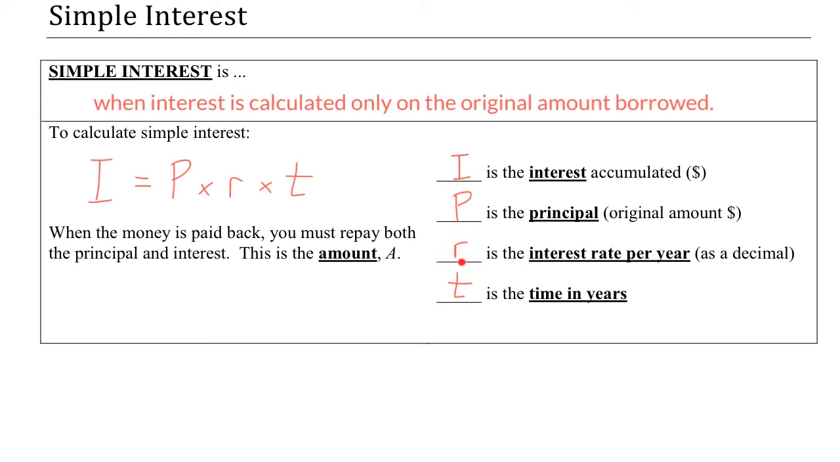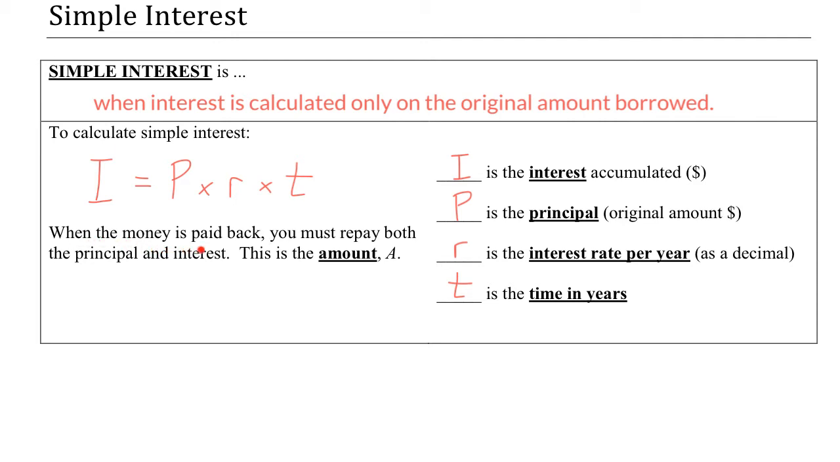R is the interest rate. This is always a percent, but you write it as a decimal. So if it's 5%, you would write 0.05 as an example. T is the amount of time, and time is always in years. So to calculate the amount of interest, you have to take the original amount of money multiplied by the interest rate multiplied by the number of years. That will give you the amount of interest you're earning.